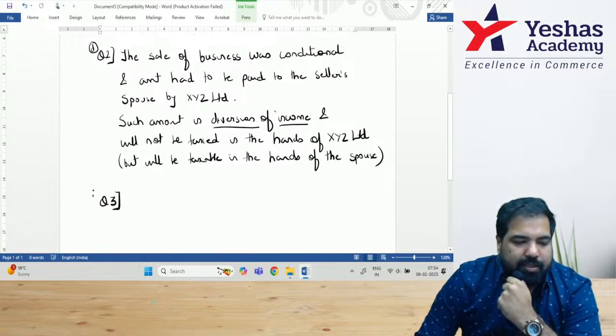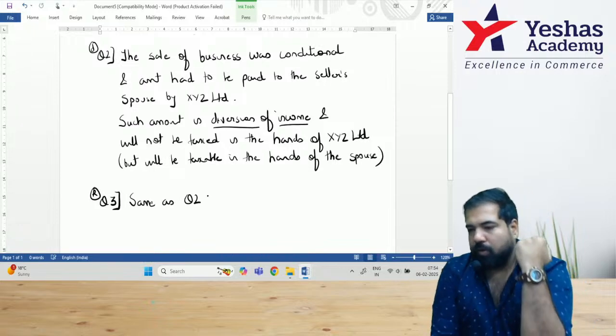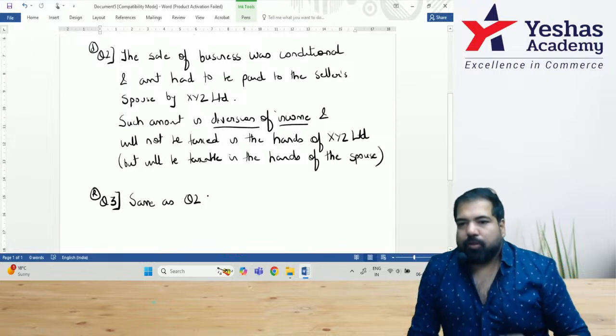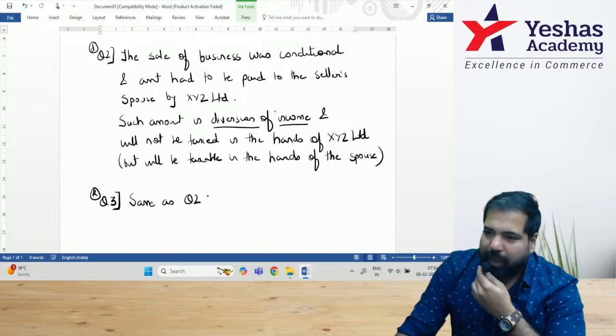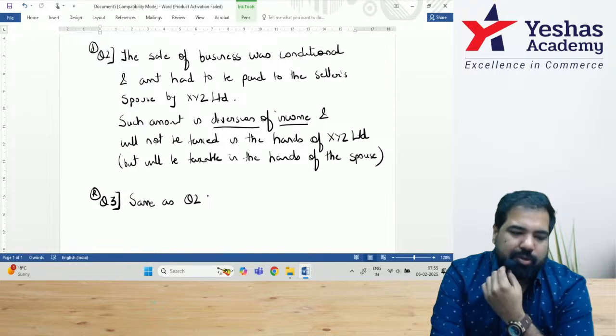Question number 3, guys. I'm writing R here. It is the same as the earlier question. In this case, the only thing was the partner was saying that after I am no more, the son will continue the partnership and a diversion of income to his spouse. Again, similar. So number 3 is the same as the earlier question.